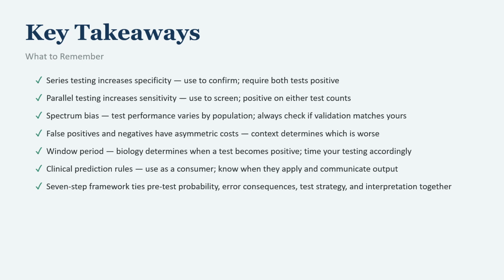Series testing raises specificity. Require both tests positive to call disease. Parallel testing raises sensitivity. Call disease if either test is positive. Spectrum bias means test performance is population specific. Always ask whether the validation population matches yours. False positives and false negatives have asymmetric cost that context determines. Let those costs drive your strategy.